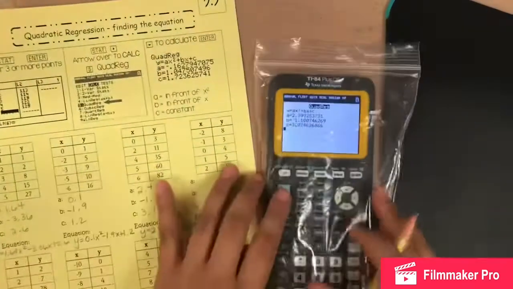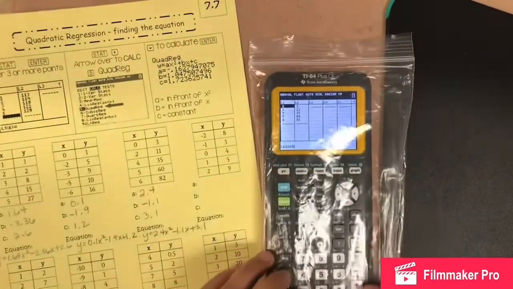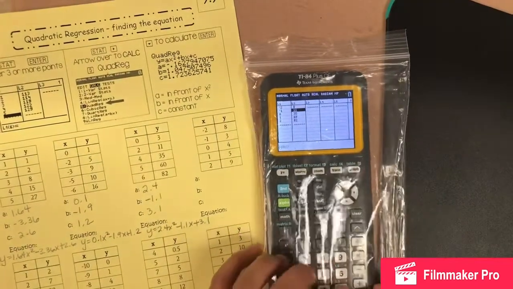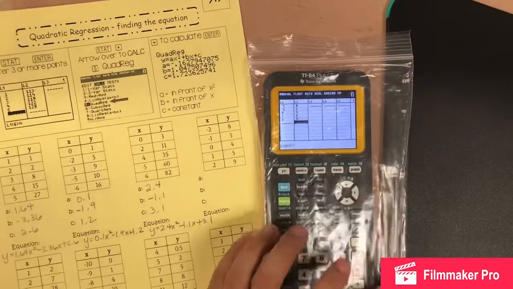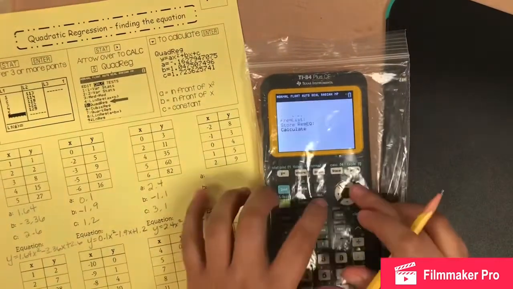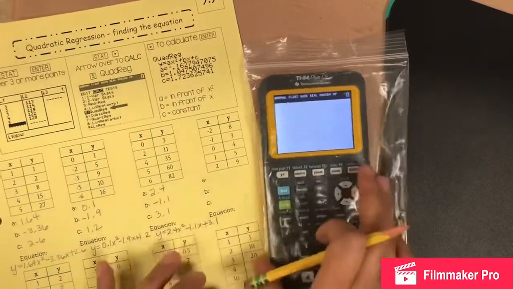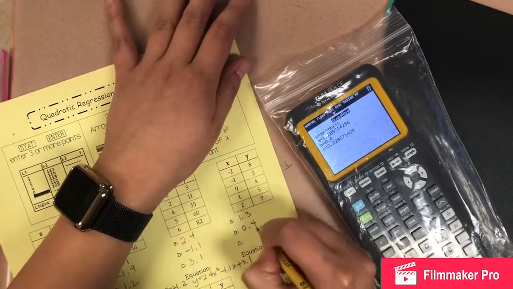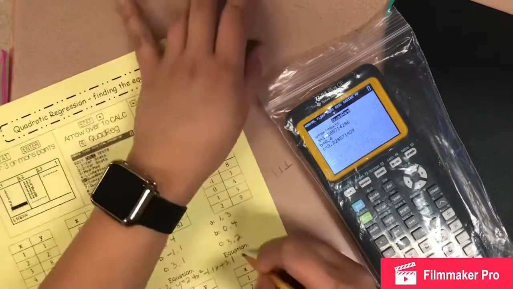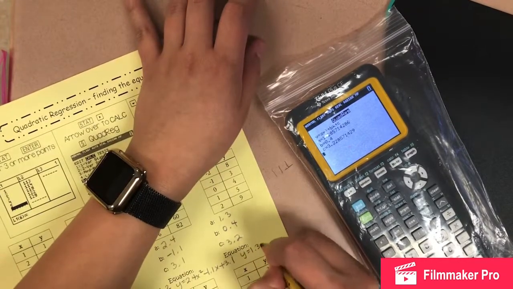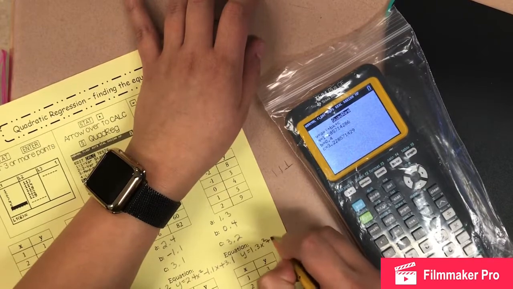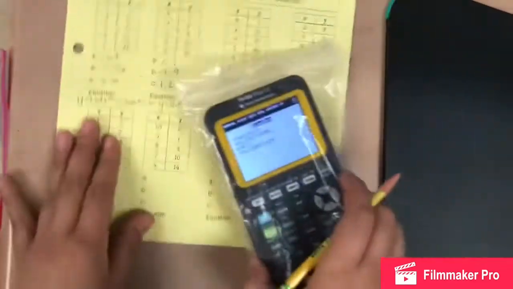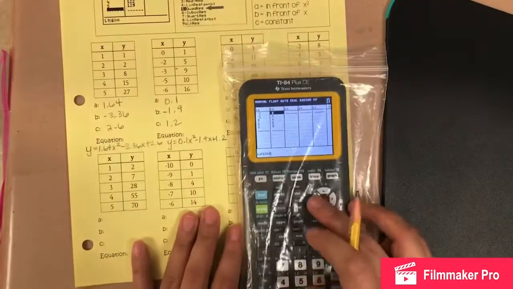Same setup every time. So Stat, Edit. The x values are negative 2, negative 1, 0, 1, 2, and the y values are 8, 3, 4, 5, 9. My a value is 1.3, b value 0.4, and c value 3.2. My equation is 1.3x squared plus 0.4x plus 3.2. And just 4 more examples, so you're welcome to go on ahead to your assignment.